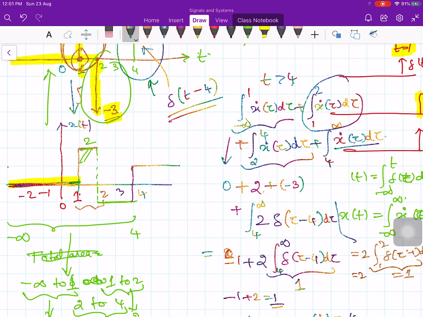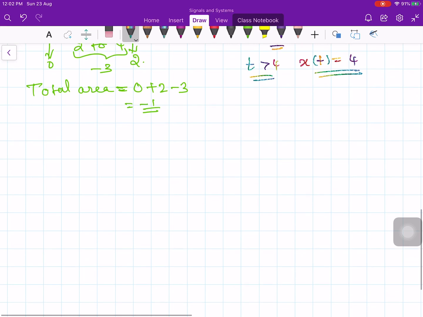Okay, that's how you will calculate the x of t from the derivative of x of t. So that's how the relation goes between x of t and x dot of t, that means d by dt of x of t. So what we are trying to say is you have three impulses.